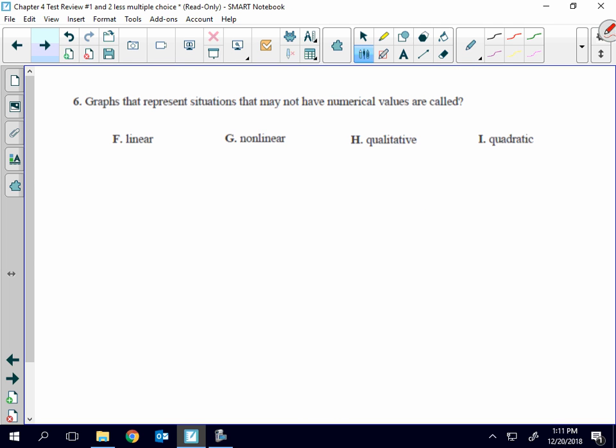Graphs that represent situations that may not have numerical values are called qualitative graphs. They're called qualitative. Linear just means it's straight. Nonlinear means it's not straight. And quadratic looks like that.